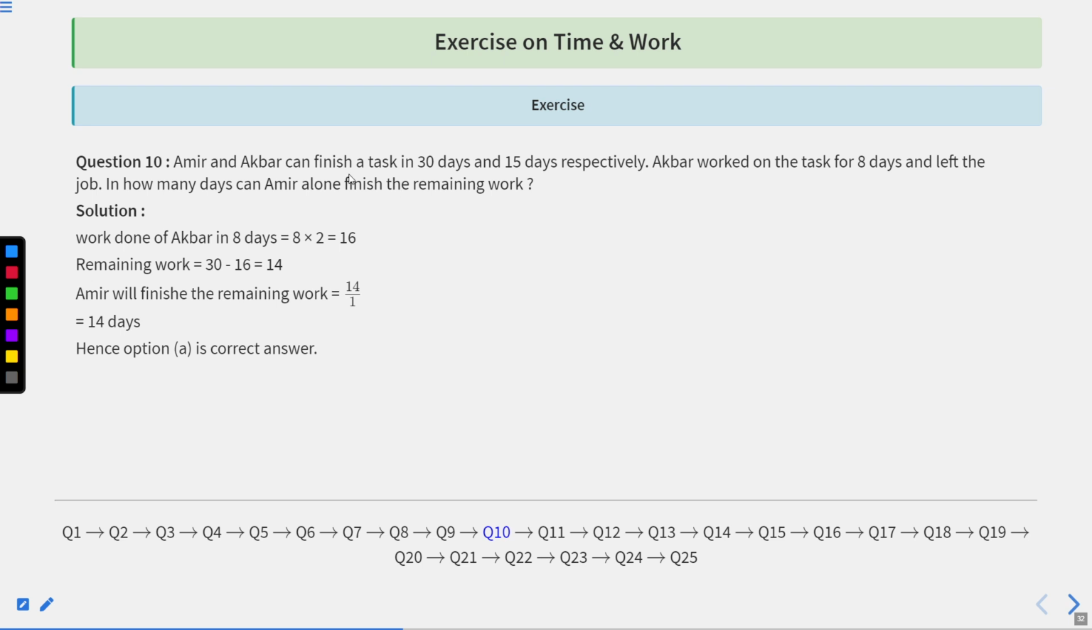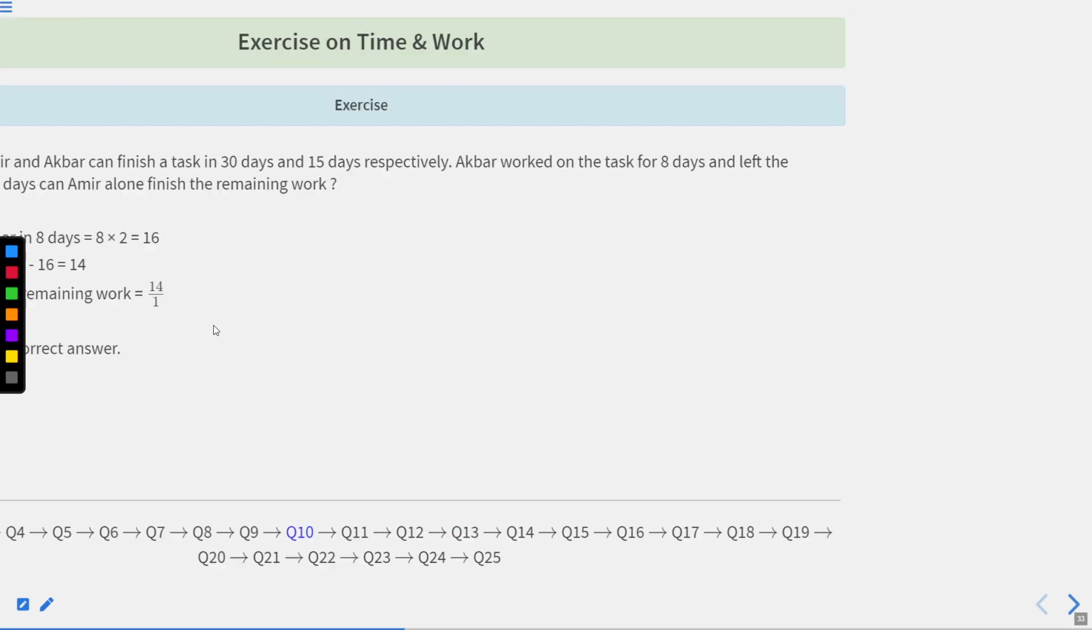So the work done by Akbar in 8 days is equal to 8 times 2, that is 16. So the remaining work is 30 minus 16, that is 14. So Amir will finish the remaining work in 14 upon 1, that is 14 days. Hence the option A is correct.